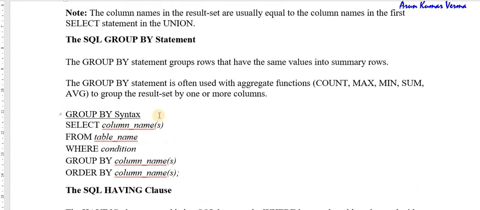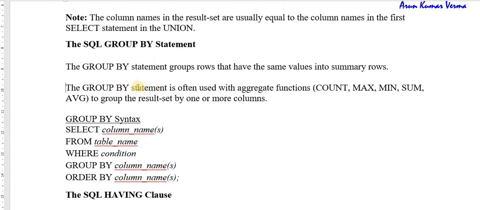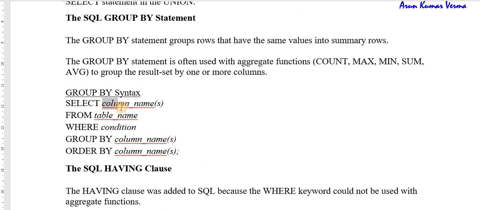Okay, so why do we use the group by statement? Basically, the group by statement is often used with aggregate functions such as count, max, min, sum to group the result set by one or more columns. The syntax is very simple. Use the select keyword, from table name, apply the where condition, and use group by with the column by which you want to group your data. And if you want, you can use order by.